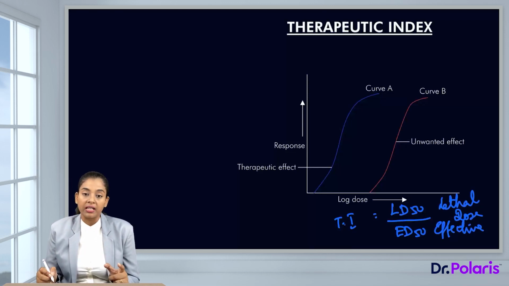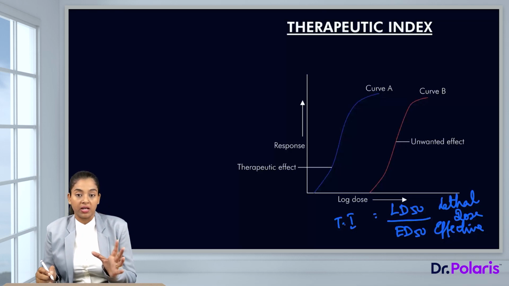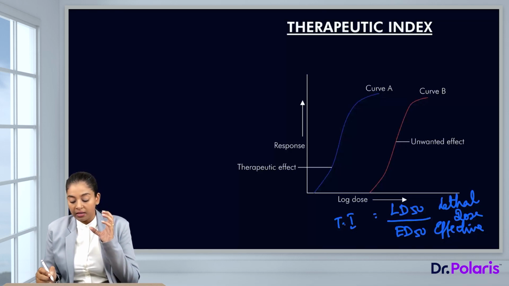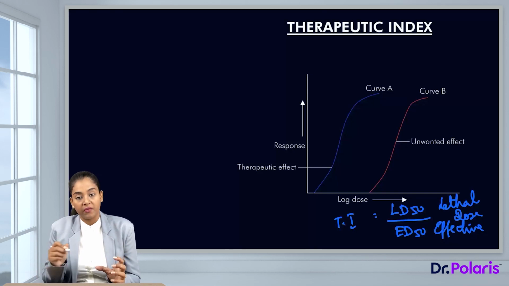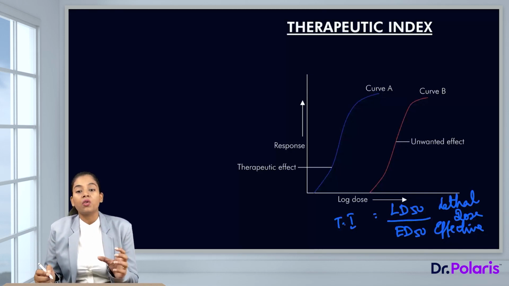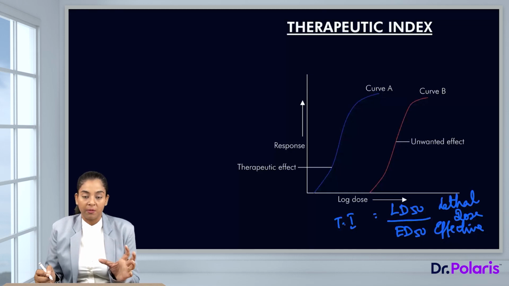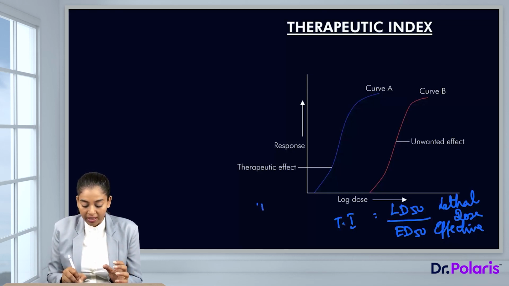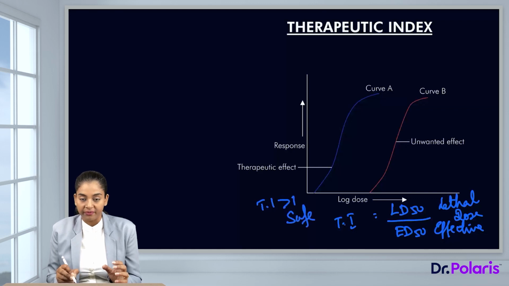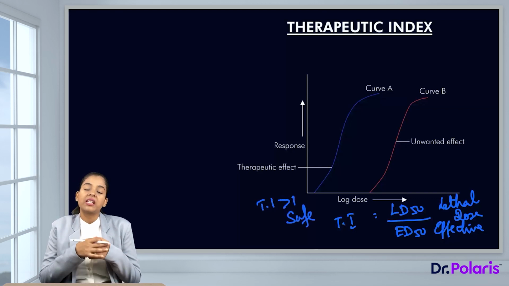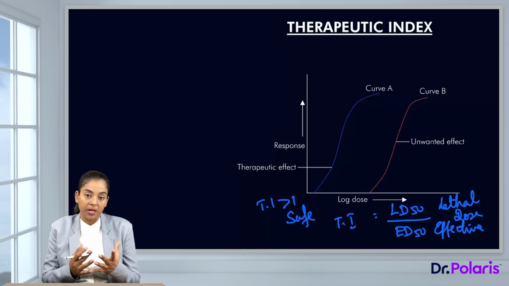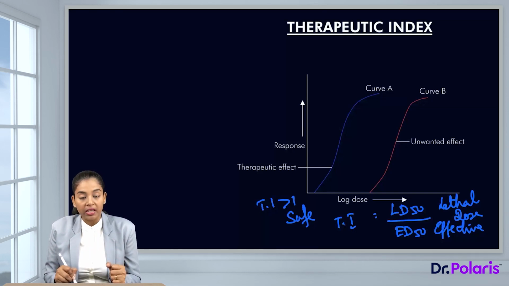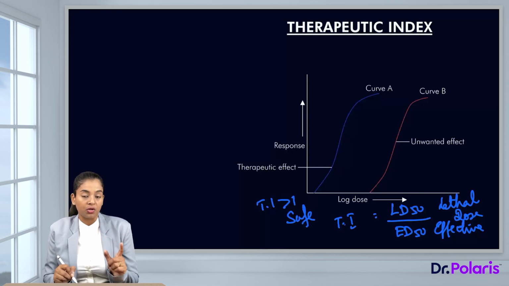So this therapeutic index will be determined at the experimental stage of the drug itself. LD50 means the lethal dose in 50% of the experimental animals divided by the effective dose in 50% of the experimental animals. So if the therapeutic index is more than 1, the drug is considered to be safe. That means even if there is an accidental overdose with the drug, nothing much will happen to the patient. But if the therapeutic index is less than 1, then the drug is considered to be unsafe.